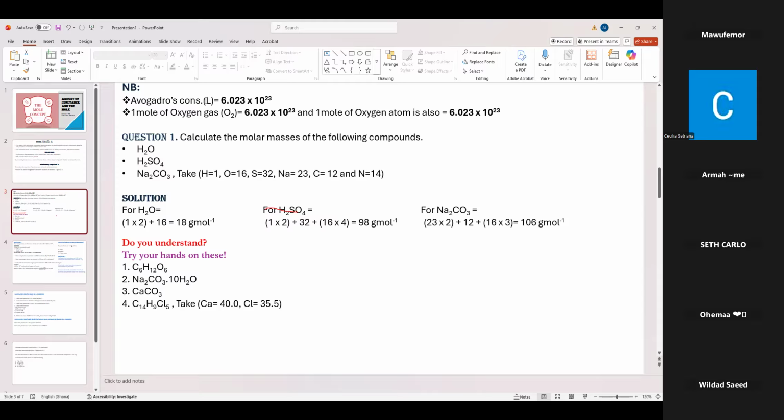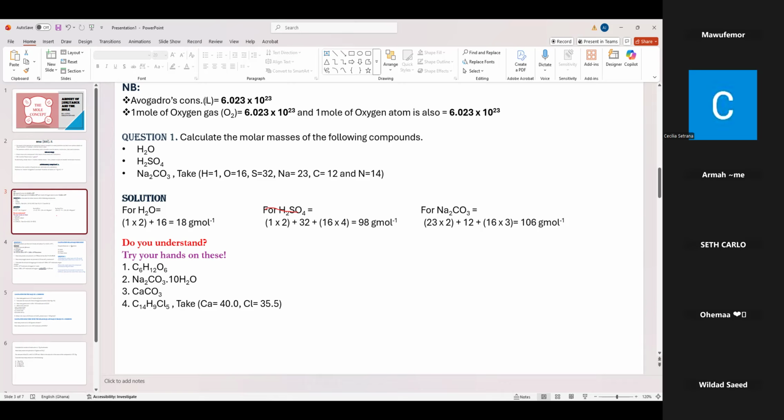Now, the very next question is sulfuric acid, which is H2SO4. For H2SO4, we can see that we have 2 atoms of hydrogen, 1 atom of sulfur, and 4 atoms of oxygen.